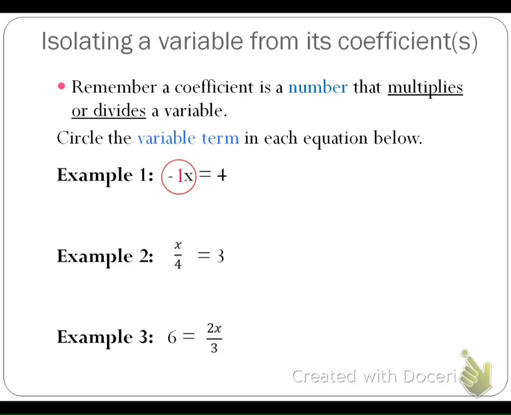In example 2, we have x over 4 is equal to 3. Our x is being divided by 4, therefore 4 is a coefficient. So the variable term is x divided by 4. We circle the whole thing. In the third example, 6 is equal to 2x over 3. So we have a 2 beside our x, which means multiply, and a 3 that's under, which means divide. So therefore, the whole thing is your variable term.